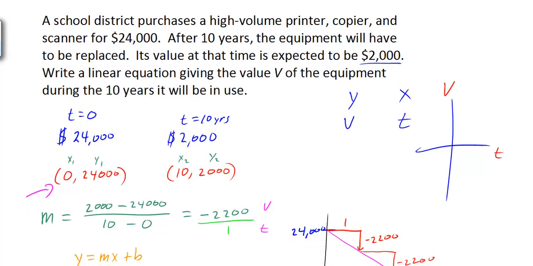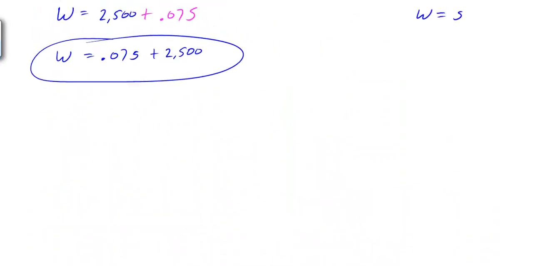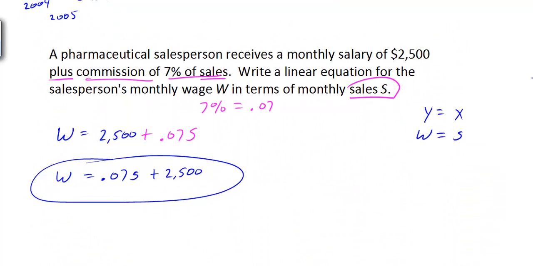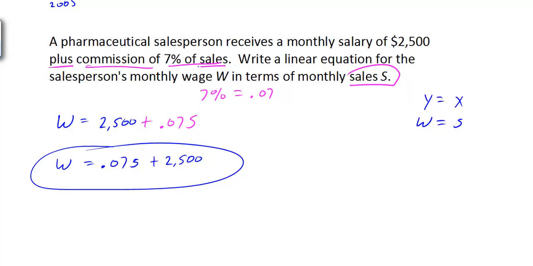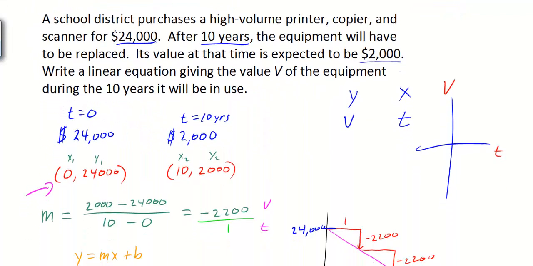So keep in mind, if you're given a word problem, what I want you to realize from this example is that if they give you information where you can identify 2 points, and that's where we use the $24,000 with time 0, and then $2,000 with a time of 10 years, if there's a way that you can pick out points from the given information, you can use those 2 points to come up with the equation of your line. Now, in the previous example, they gave you the information, so you didn't have to worry about finding the points. In that example, they told us that we made $2,500 plus some percent of our sales. So keep in mind that if you're given the points, you can use those 2 points to find the equation of your line.